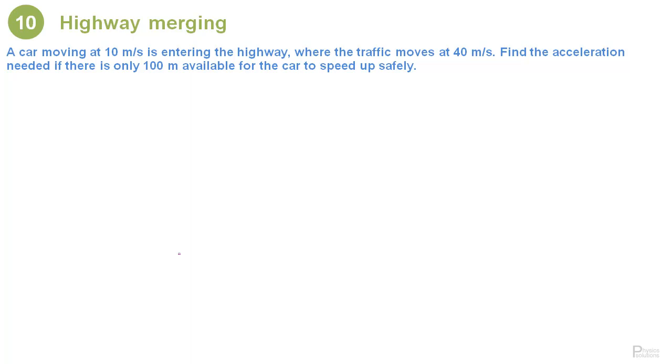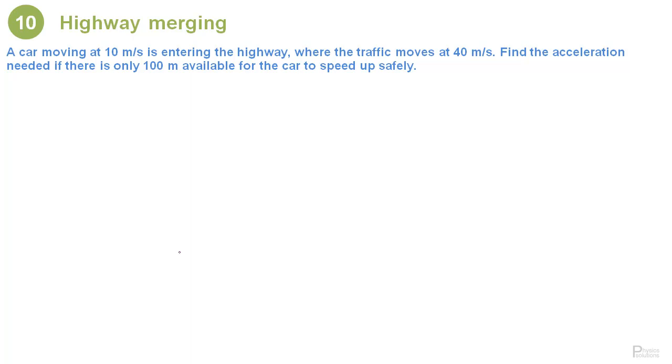We have the initial velocity. The car is moving at 10 meters per second. This car is entering the highway and the traffic is moving at 40 meters per second. So if you want the car to merge safely, we want this to be the final speed. So this is another way we know the final velocity of the car. So we know the initial velocity, final velocity. We also know the distance that the car has. This is like the shoulder that the car has to merge properly into the highway. And we're being asked to find the acceleration.